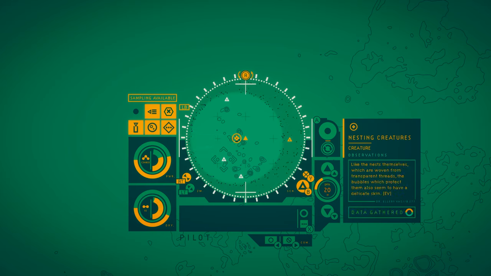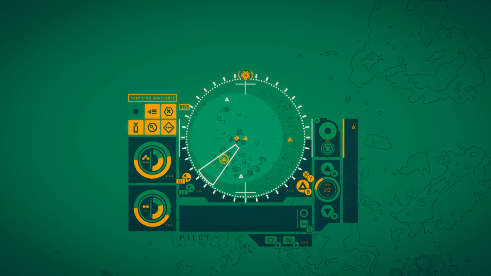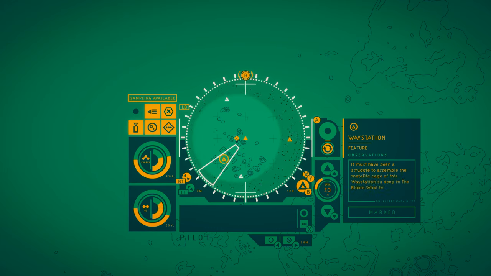Like the nests themselves, which are woven from transparent threads, the bubbles which protect them also seem to have a delicate skin. It must have been a struggle to assemble the metallic cage of this way station so deep in the bloom. What led Manet out here?